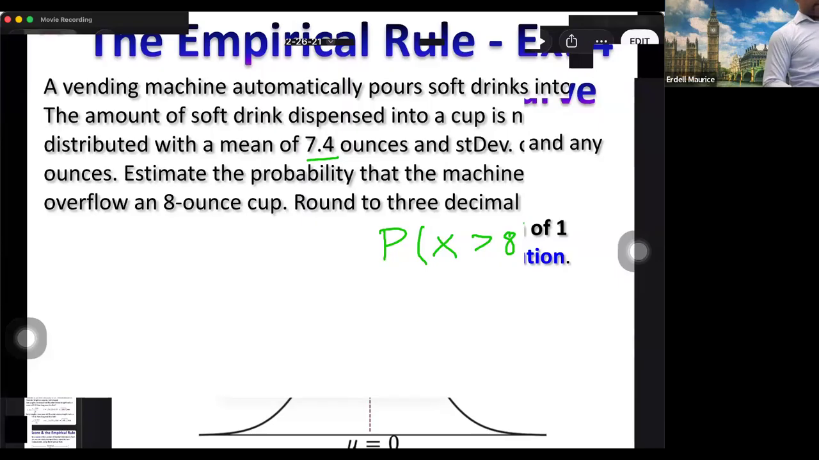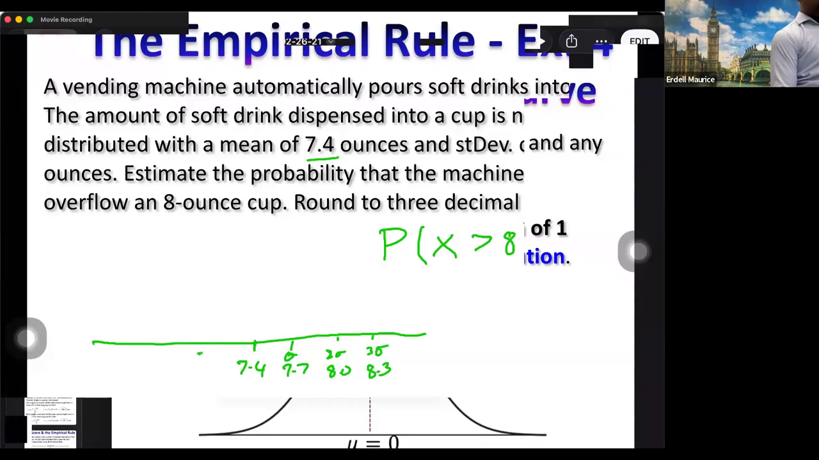So now that I have this, I am using the empirical rule. I've got to draw my number line. What comes at the center of my number line? 7.4. Adding 1 standard deviation is going to be 7.7. Adding 2 standard deviations is going to be 8. 3 standard deviations, just to be sure, is going to be 8.3.